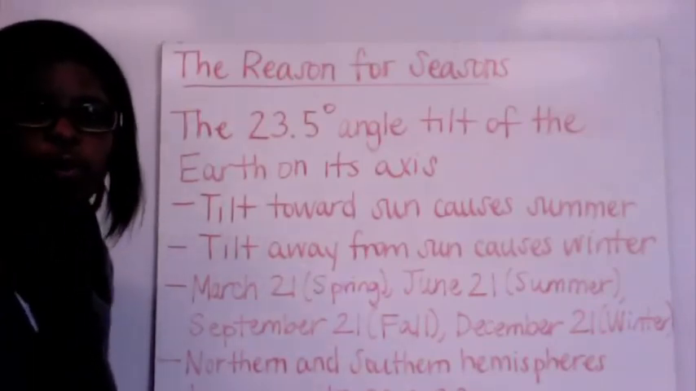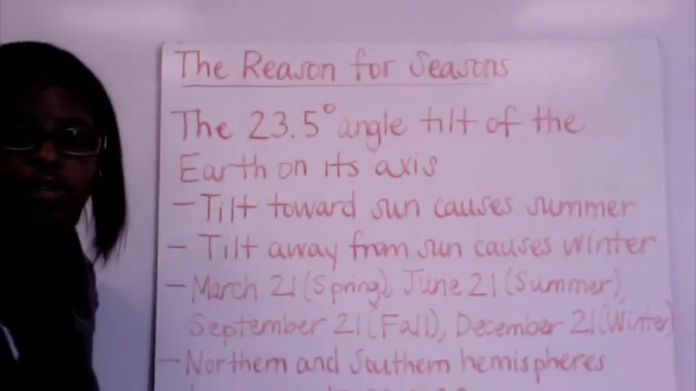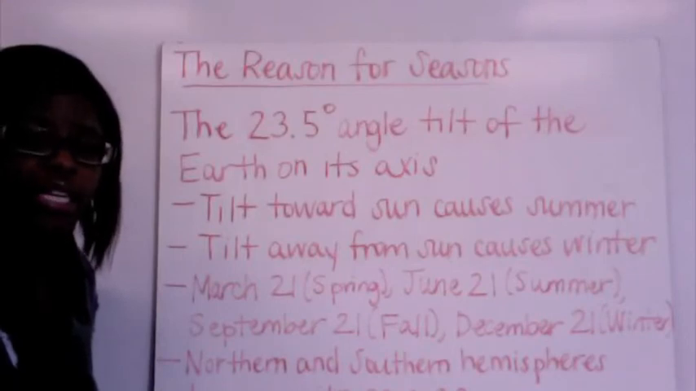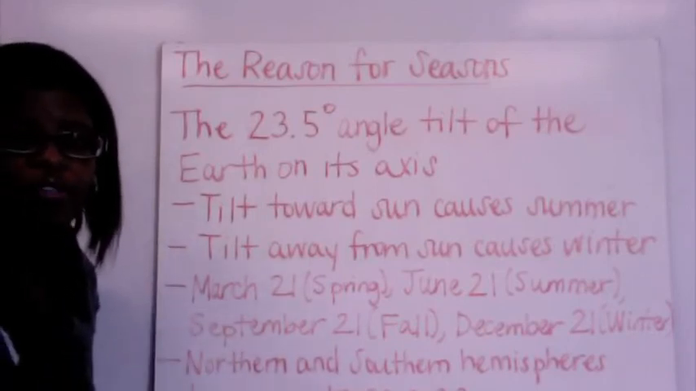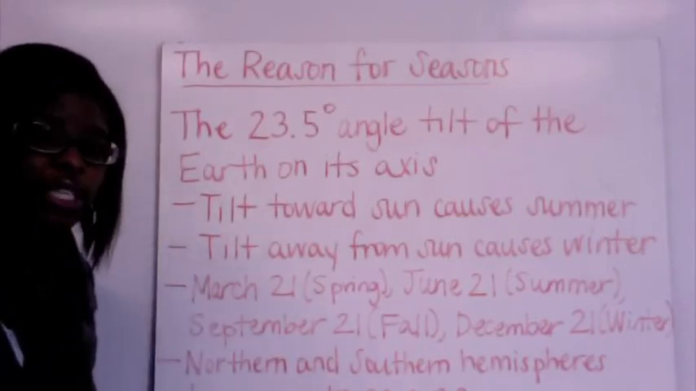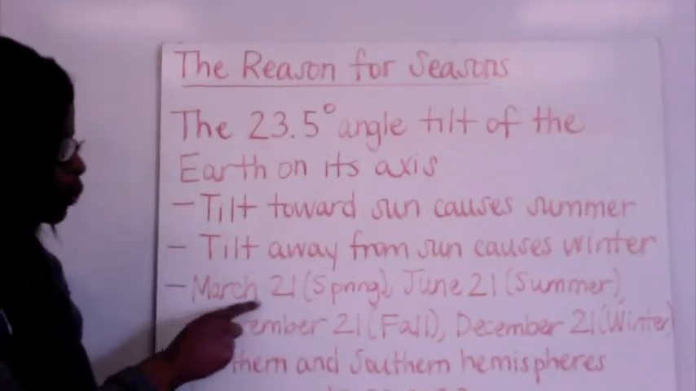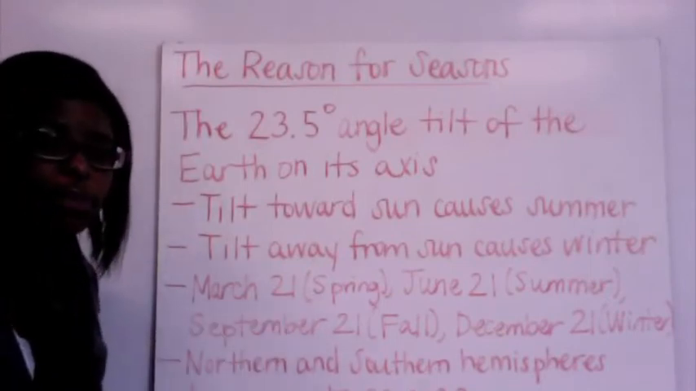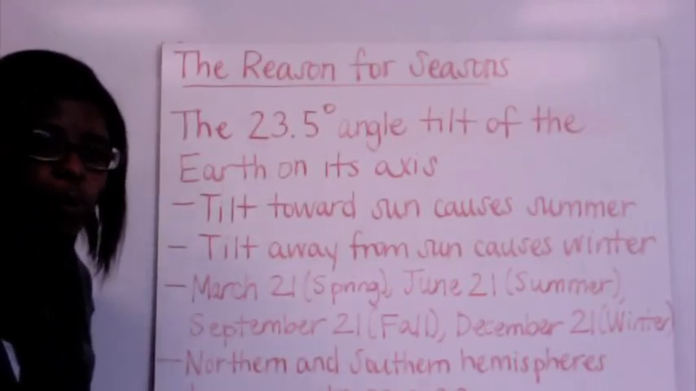So then we have, what are the reasons for the seasons? It's actually the 23.5 degree angle tilt of the Earth on its axis, not how close or how far away the Earth is from the sun. It's strictly the 23.5 degree angle tilt of the Earth. So when the tilt of the Earth is toward the sun, that's what's going to cause summer. And when the tilt is away from the sun, that's what's going to cause winter. So March 21st approximately is when spring begins. June 21st is approximately when summer begins. September 21st is approximately when fall begins. And December 21st is approximately when winter begins.